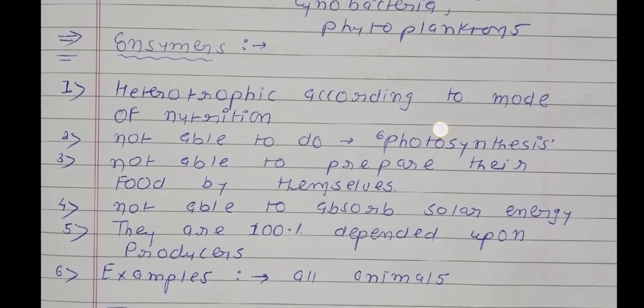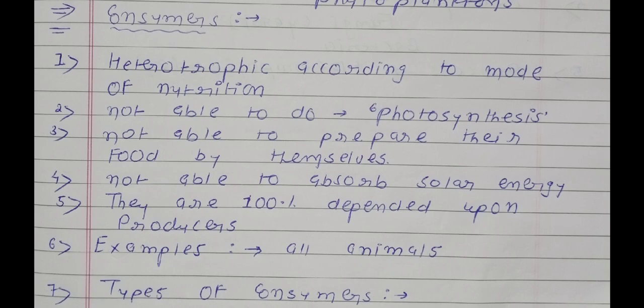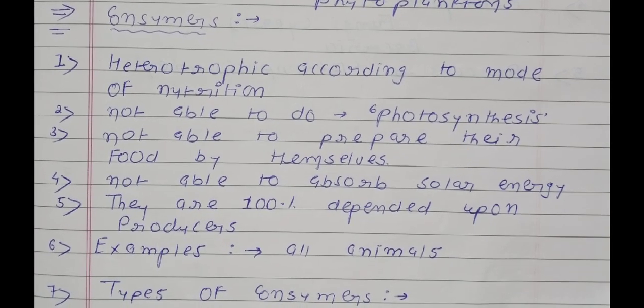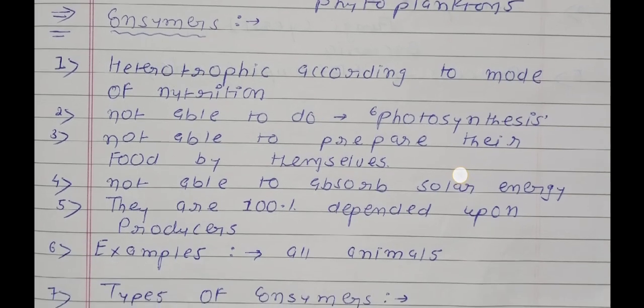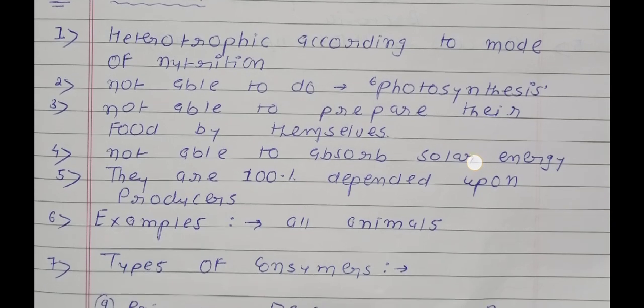Now if we talk about the second part, which is known as consumer. See first point, all consumers are heterotrophic according to mode of nutrition. Okay, heterotrophic means they are dependent upon other organisms for their food. Second point, they are not able to do the process of photosynthesis. Third point, not able to prepare their food by themselves. It means dependent upon other living organisms.